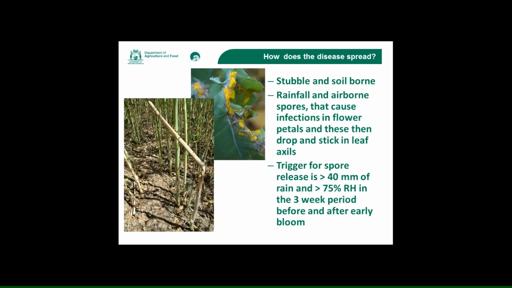So Ravjit Kangur has done some research into what triggers spore release, and she's found that you need at least 40 mils of rain in the 3-week period before and also after bloom, and at least 75% relative humidity. We're still looking into this, but that's a good guide, that you need a fair bit of rain before and during early flowering for this disease to really get going.